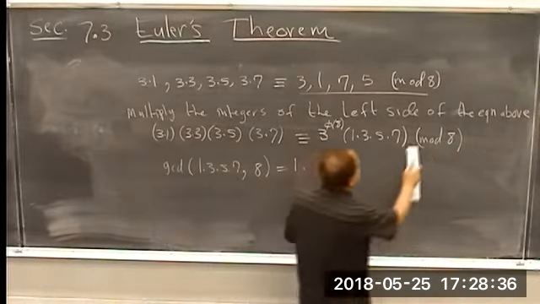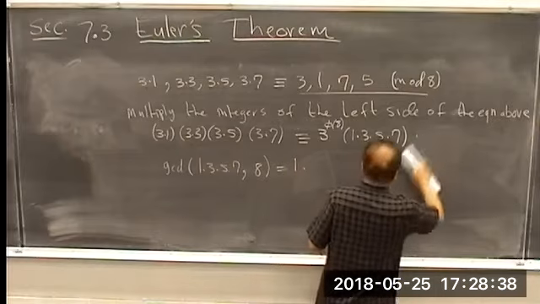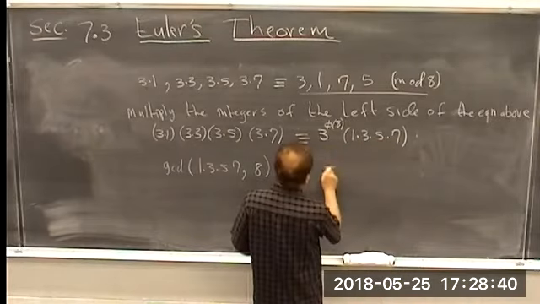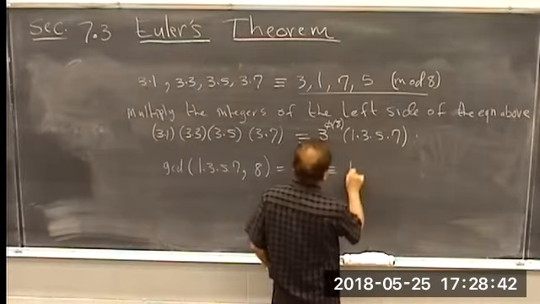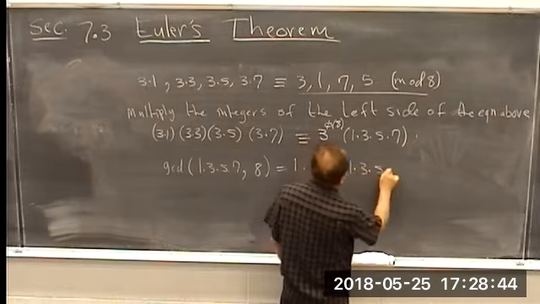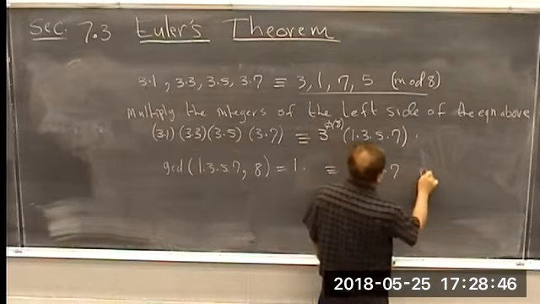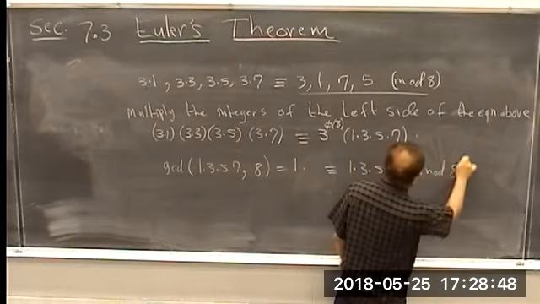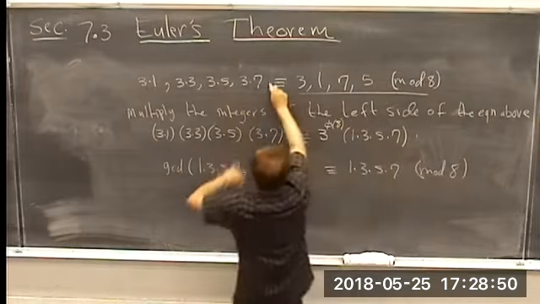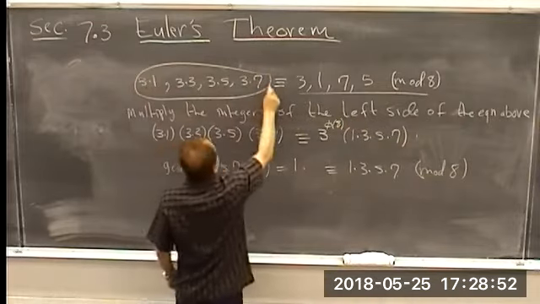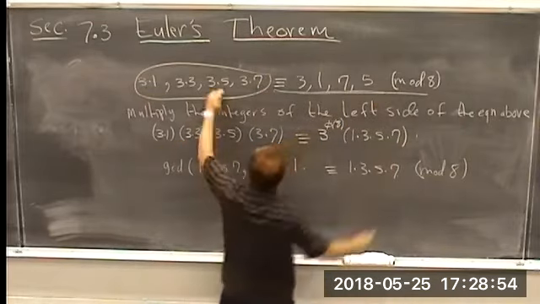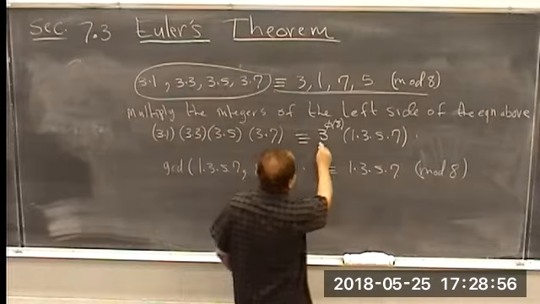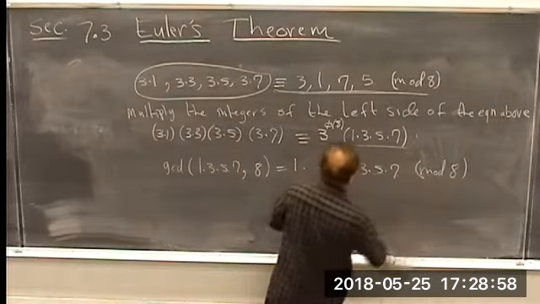Let me actually say this. This is congruent to 1 times 3 times 5 times 7. I want this mod 8, because this product is congruent to this, and this product is just equal to this. So this is congruent mod 8.